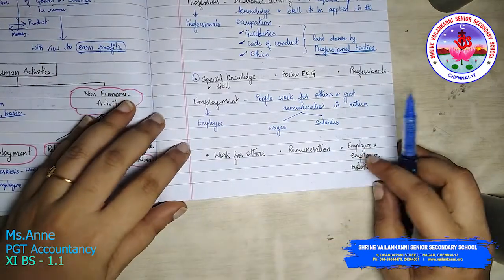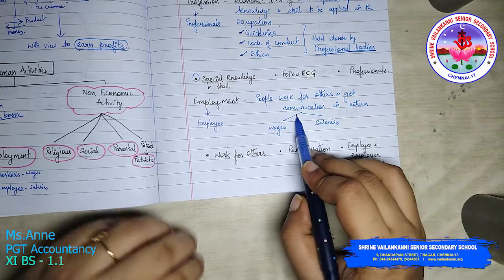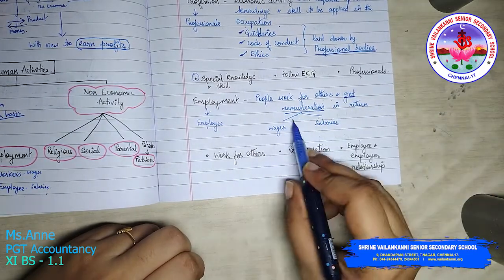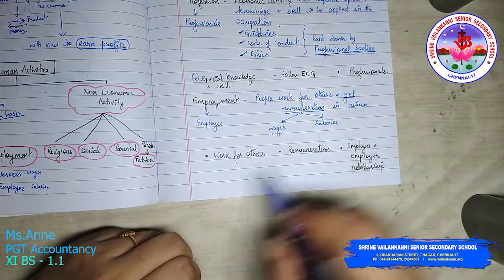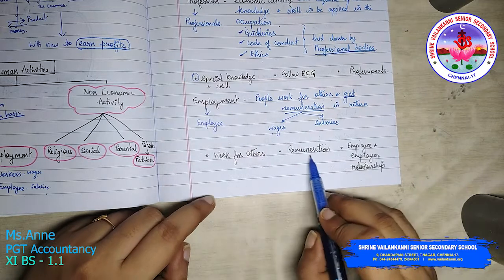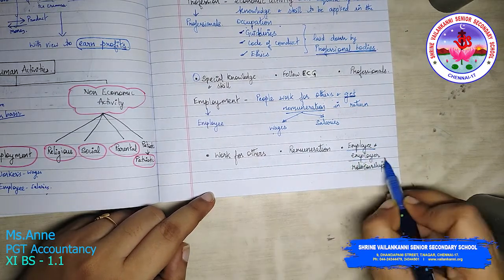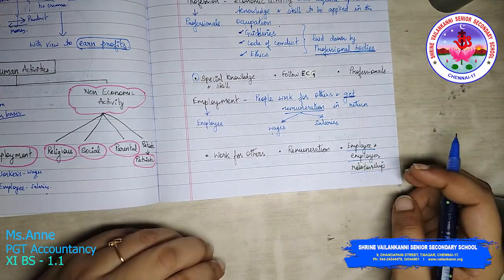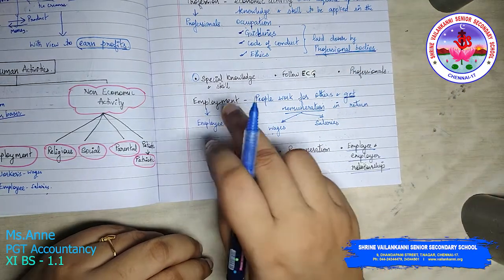Now you have something called employment. Employment means people work for others and get remuneration. What is remuneration? Remuneration can be in the form of wages and salaries. We have discussed that already. So they are working for others, it is a remuneration, and there should be an employee and employer relationship. That's very important. If there is no employee and employer relationship, then you cannot call it employment.